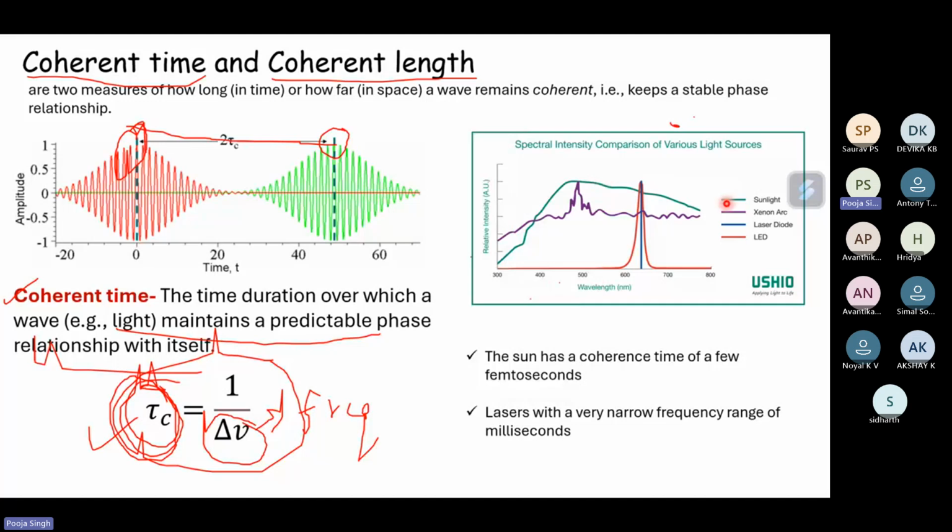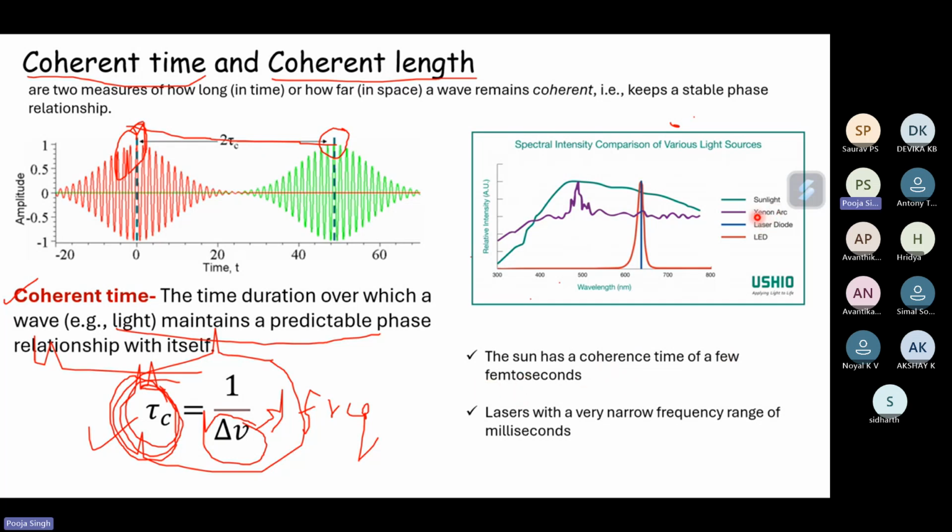Okay, so here also you can see sunlight. Sunlight has some relative intensity with the wavelength. So that's why here you cannot see any kind of phase difference or other thing. But if you zoom in, you will find something. If you zoom in, that means at a very short time, you will have the coherency. So that's why the sun has a coherence time of a few femtoseconds.